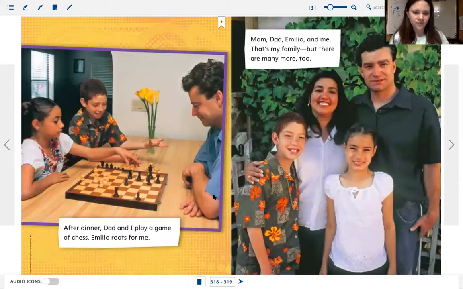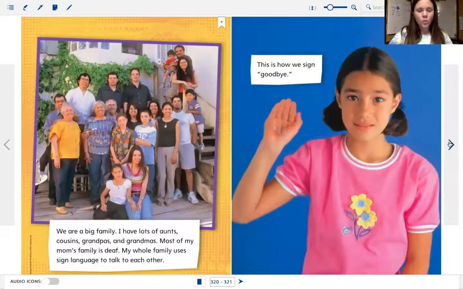After dinner, Dad and I play a game of chess. Emilio roots for me. Mom, Dad, Emilio, and me. That's my family. But there are many more too. We are a big family. I have lots of aunts, cousins, grandpas, and grandmas.